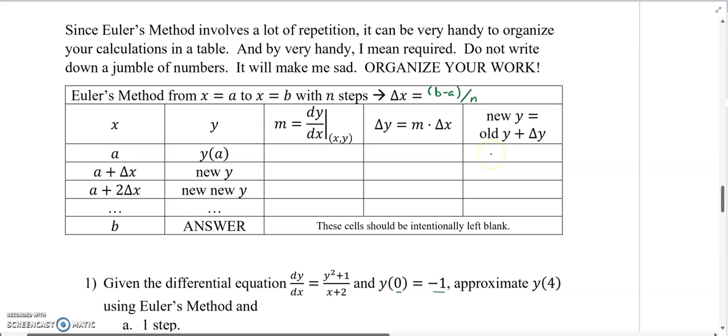And then you should refer to the slope field in the previous video and try to make sense of where each of these parts come into play. And you just repeat this process over and over again until you get to your final answer.